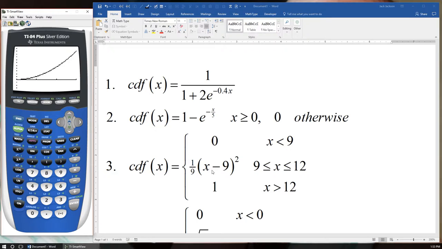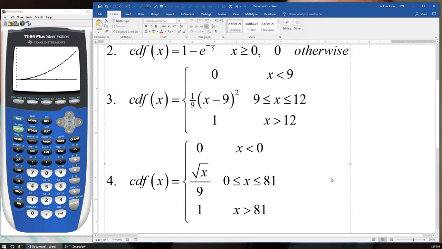Check it out. When I plug in 12 minus 9 is 3. 3 squared is 9 times 1/9 is 1. Plug in 9. 9 minus 9 is 0. Square root of 0 times 1/9 is 0. So it does start at 0, go to 1, and it's increasing the whole way. Now after this, the formula no longer applies. From there on out, it's just a horizontal line to the right at 1, and to the left of this, it's a horizontal line at y equals 0 out to the left. But you really don't have to graph this part here.